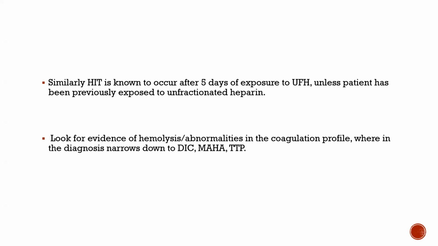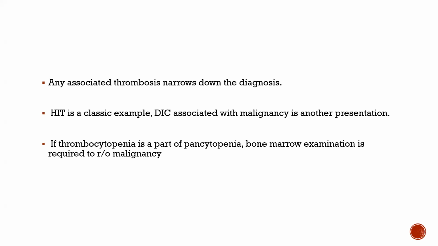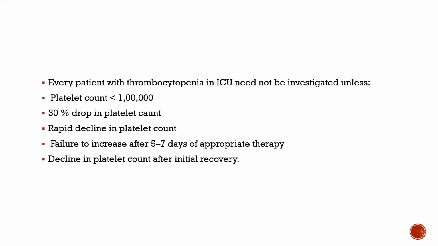Look for evidence of hemolysis or abnormalities in coagulation profile, where diagnosis narrows down to DIC, microangiopathic hemolytic anemia, and TTP. Any associated thrombosis narrows down the diagnosis. HIT is a classical example, and DIC associated with malignancy is another presentation. If thrombocytopenia is a part of pancytopenia, bone marrow examination is required to rule out malignancy.